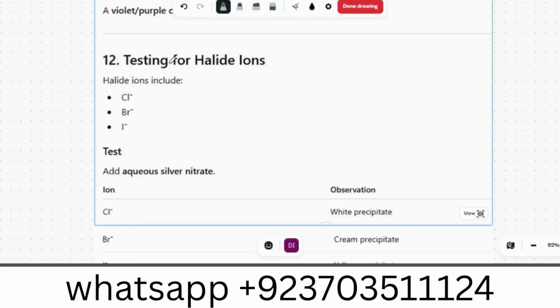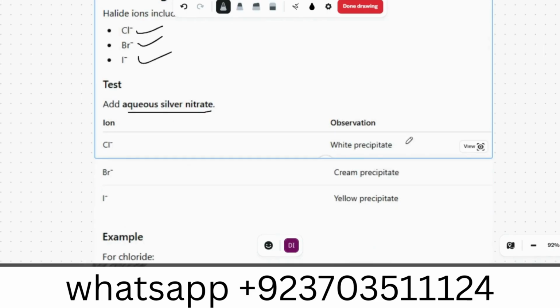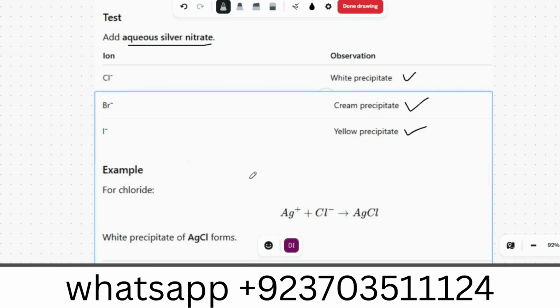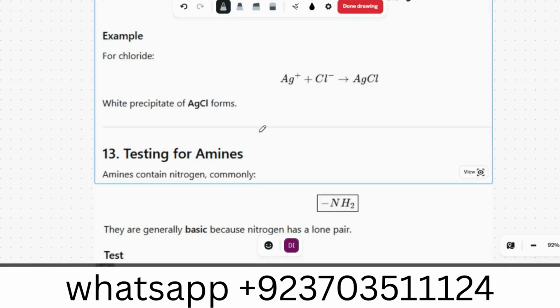Testing of halide ions. Halide ions include Cl minus, Br minus, I minus. We add aqueous silver nitrate. If we add it to chloride, that will give us a white precipitate. For bromide, that will give us a cream precipitate, and for iodide, a yellow precipitate. For example, if we add silver nitrate to chloride, that will give us AgCl, and a white precipitate is formed.